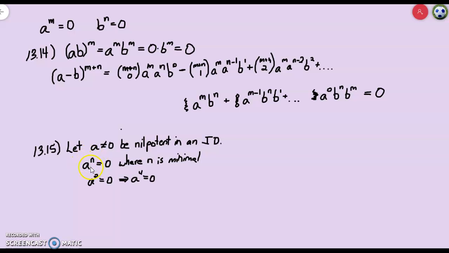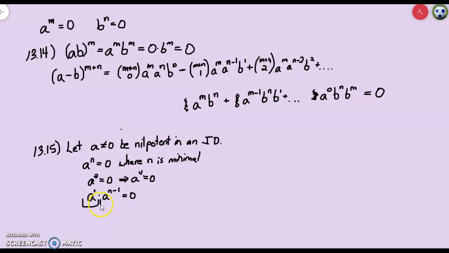So whatever this positive n is, we're going to make it minimal, so as low as we can go, so that if we did a to the n minus 1, it would not be equal to 0. Or a to the n minus 2, it would also not be equal to 0. Once we have this, all we need to do is write a to the 1st times a to the n minus 1. And that's going to give us 0 because we know that a to the n equals 0. So we can split it apart like that.